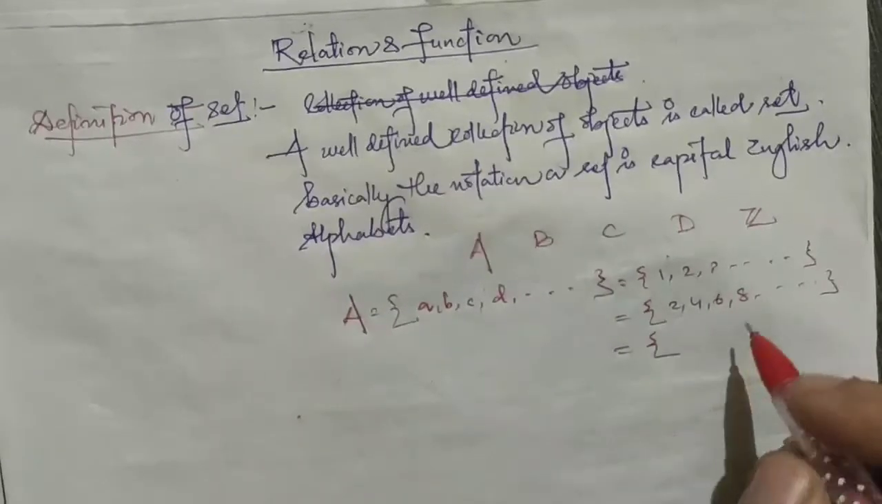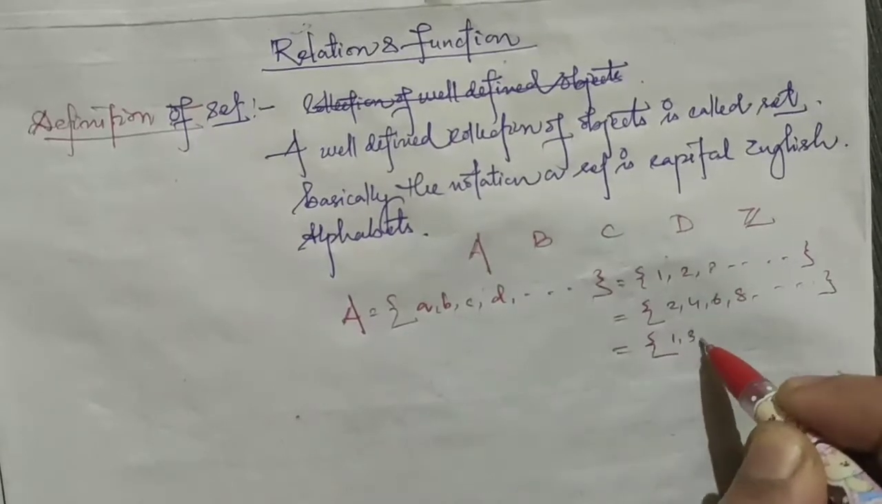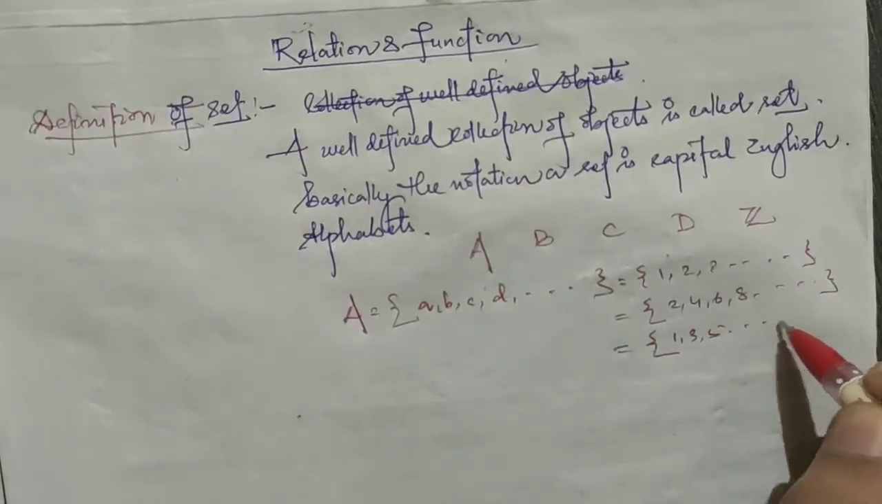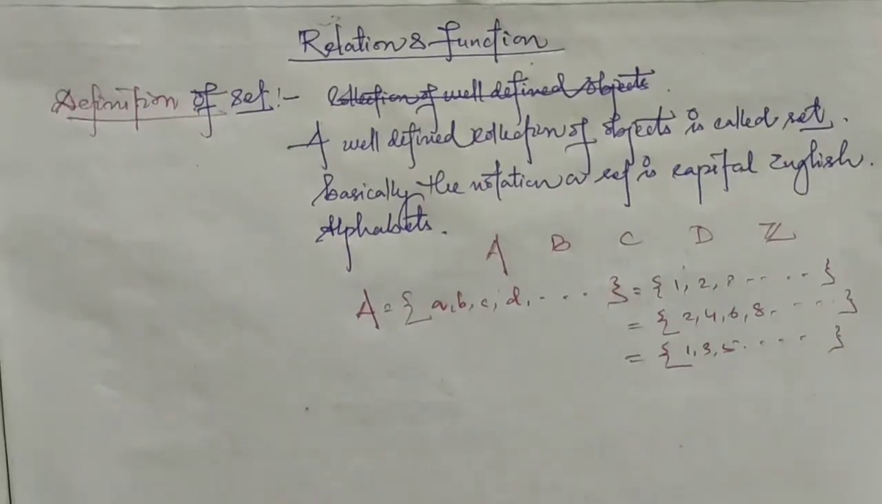Otherwise you can put odd numbers, 1, 3, 5, like that. I'm not going to discuss much about sets. I will come down to what is a Cartesian product. Okay, what is a Cartesian product?